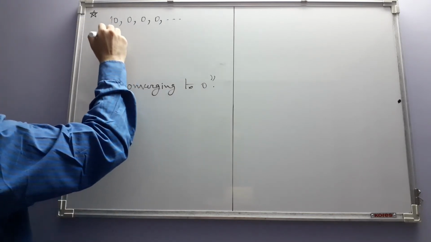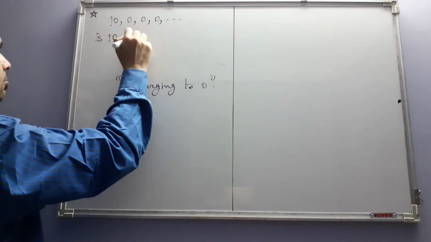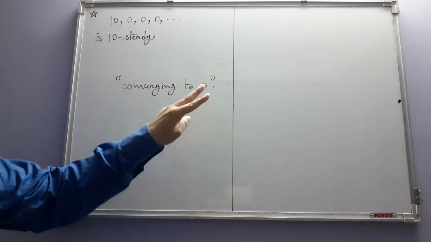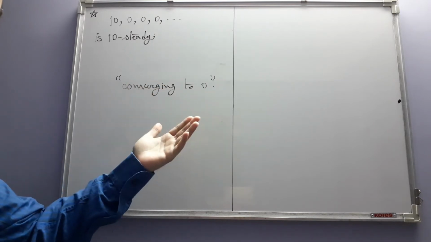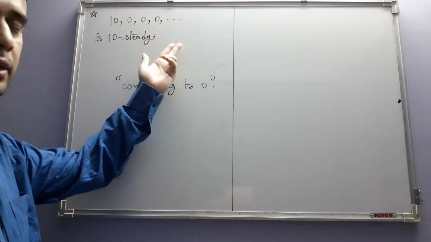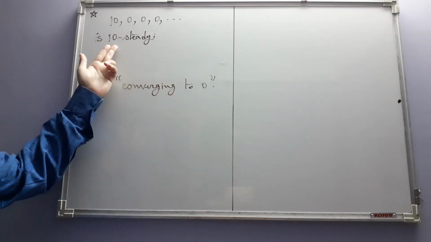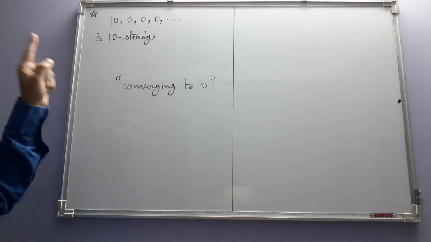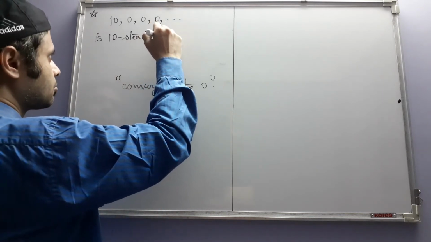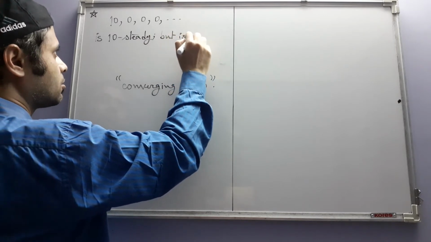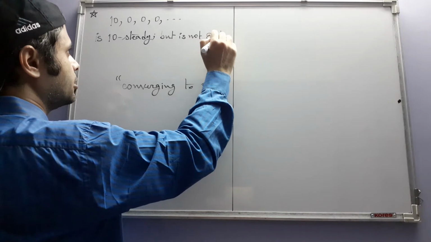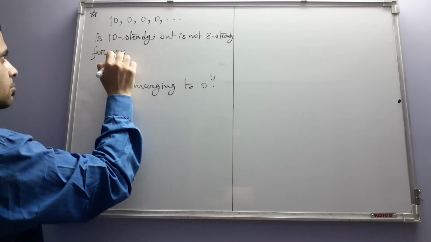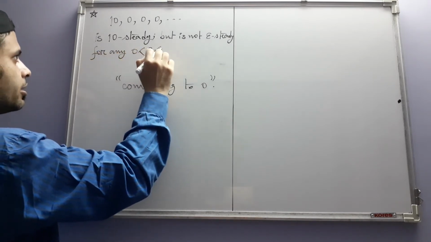This sequence is 10 steady because the distances between any two terms are either 0 or 10. The distance between the first term and any other term is 10. So that is less than or equal to 10. And if you calculate any other distance, that distance is 0. 0 is less than 10. So this sequence is 10 steady, but is not epsilon steady for any epsilon less than 10.